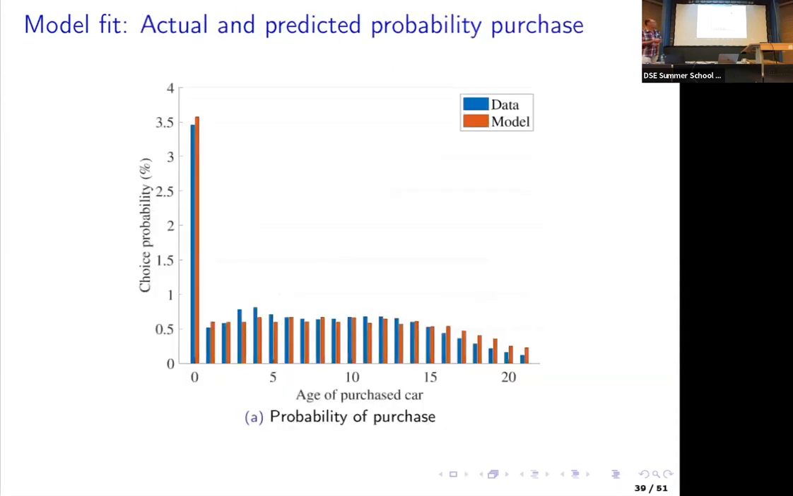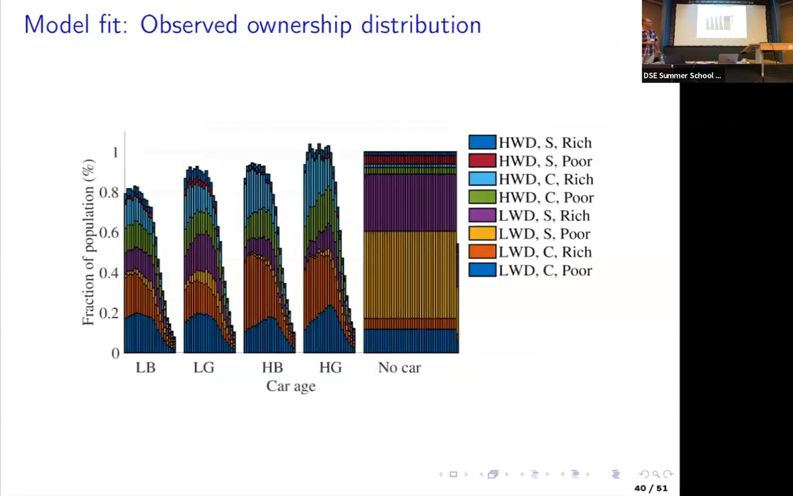All right, these are the observed and estimated, or predicted, probability of purchase. As you would expect, new cars are bought a lot more often than used cars, but we see a flat region here. Maybe we're missing this little hump over here, but it's more or less flat up to about age 15, and then it tapers off. So the model is doing quite well on this aggregate prediction of probability of purchase.